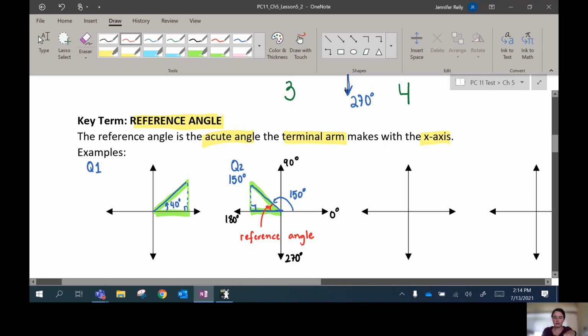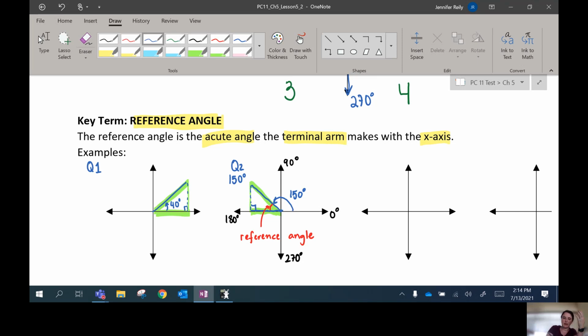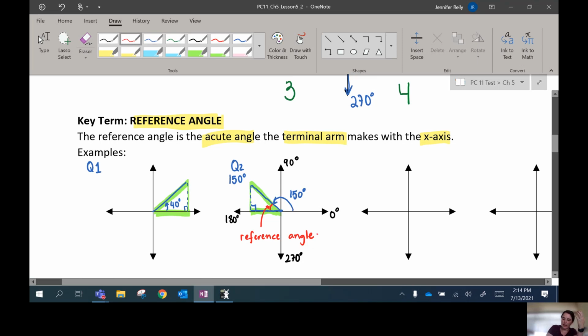The way you calculate it is you just use those base angles that I've drawn in black there. So we take 180 and we subtract 150 and we get what's remaining, which would be our reference angle. So in this case, it would be 180 minus 150, which would be 30 degrees. So the reference angle would be an acute angle. It's always going to be less than 90, and it's going to be the angle in the corner of that triangle. Let's see what that would look like in quadrant 3.